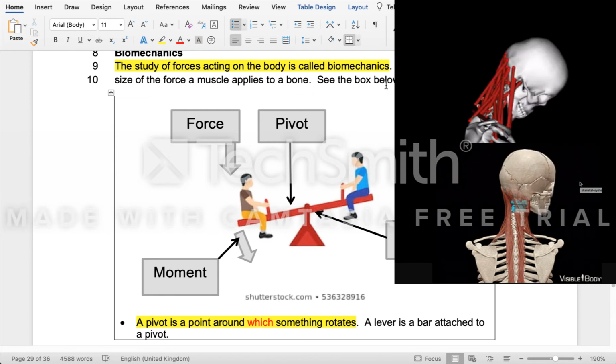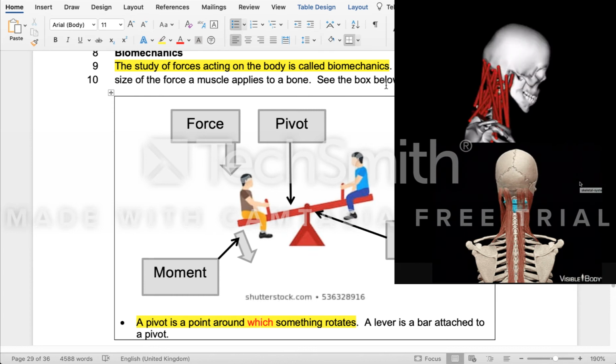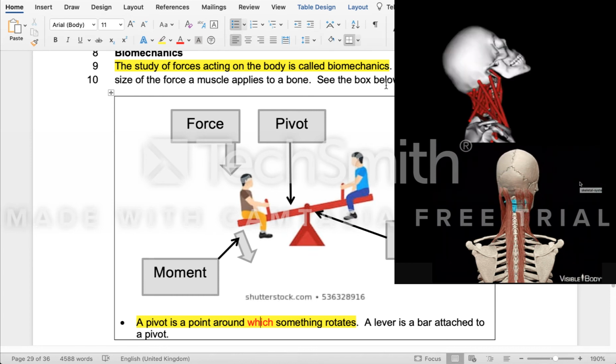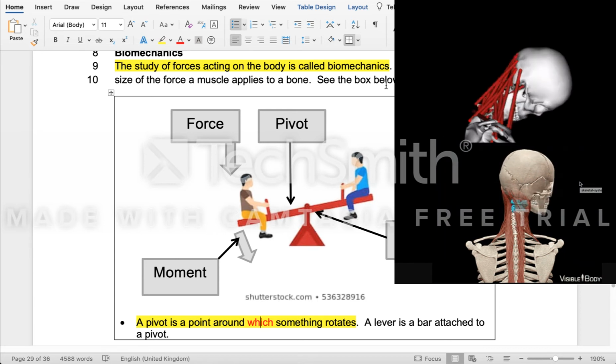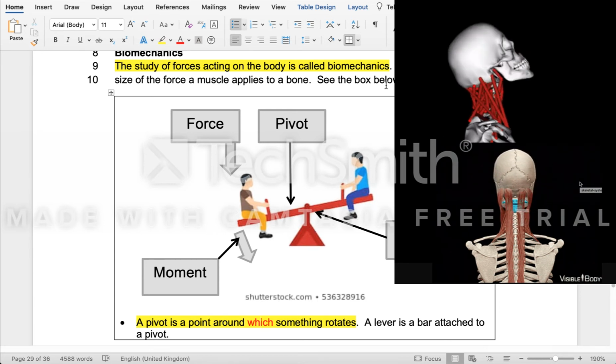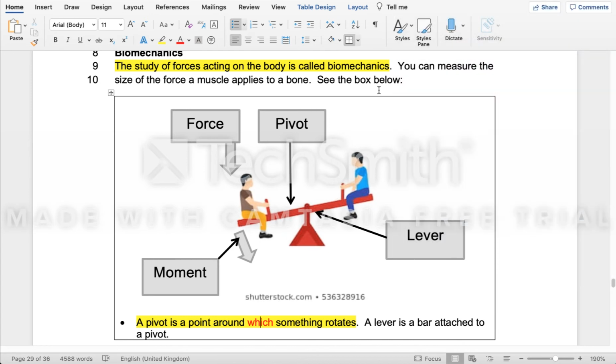So for instance, your neck, your pivot point will be right at the base where your neck connects with your skull. And that's a pivot because you can move your skull around. You can turn your head left to right without your neck moving. So the pivot usually never moves. The pivot doesn't move. And here you have a force, some sort of force, and in this case it looks like gravity, and a moment.